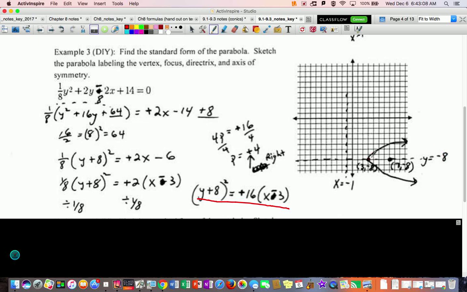Then I go inside, so I'm going to go 1, 2, 3, 4 to the right. That's my focus. So I add it to the 3, so that's 7, negative 8. And I'm going to go to the left 1, 2, 3, 4. And I get this vertical line at x equals negative 1. So you should, when you're done, have a vertex, a focus, a directrix, and an axis of symmetry.